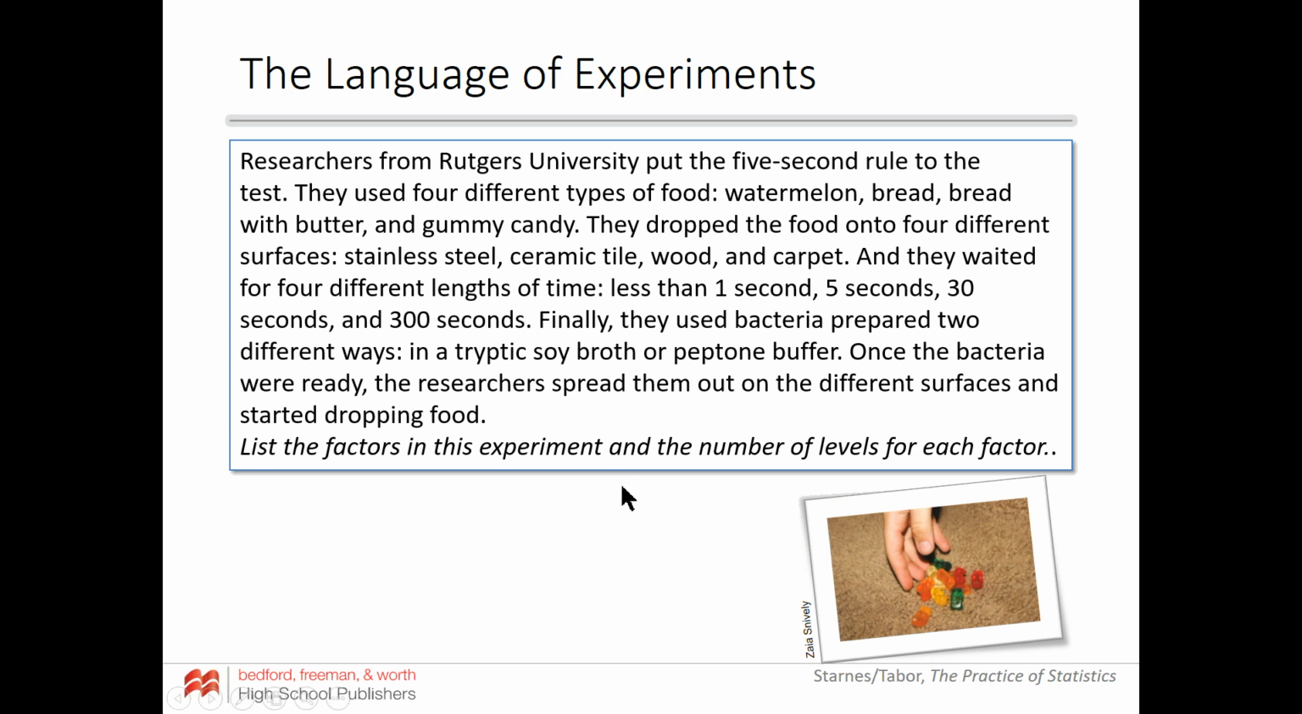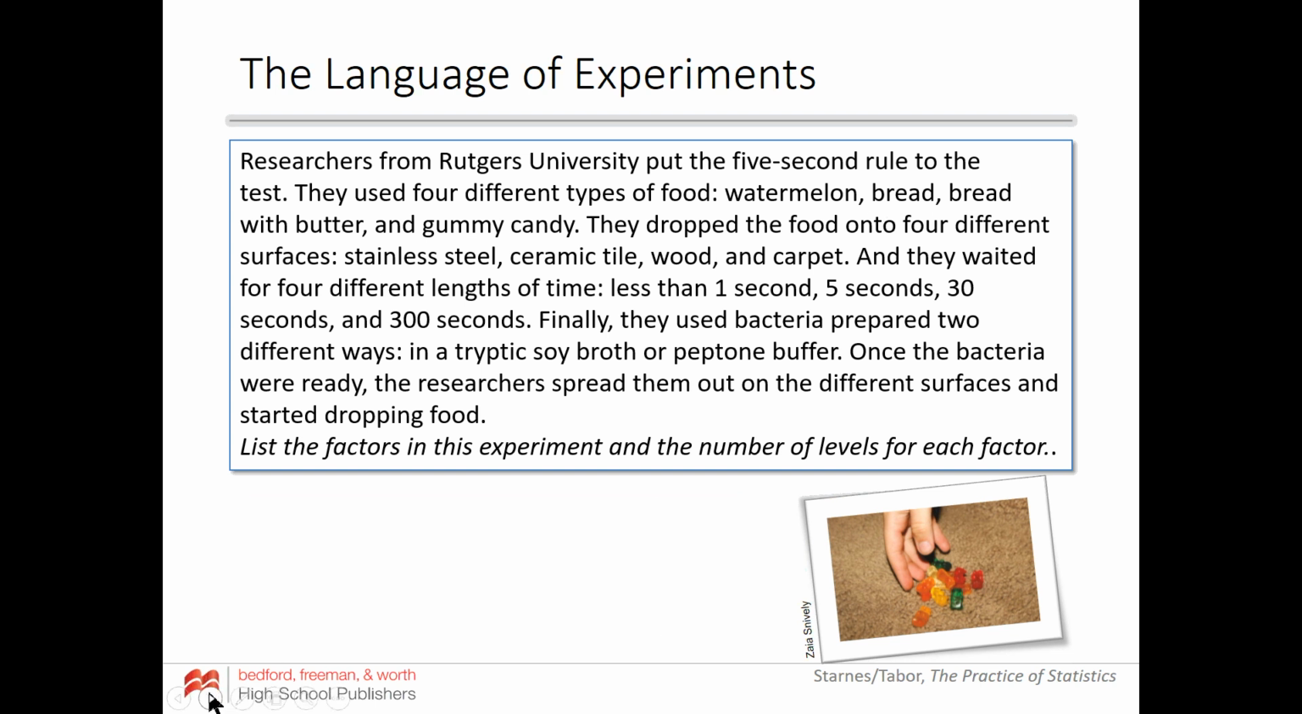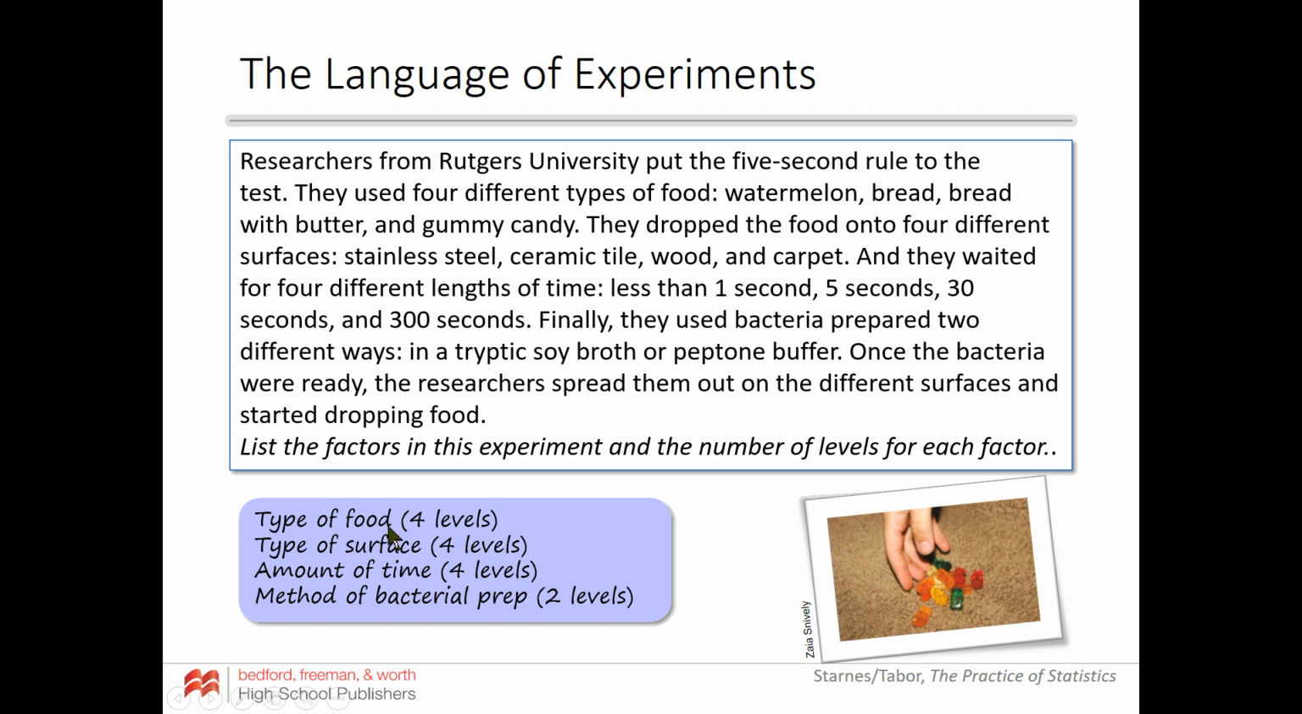So the factors in this experiment and the number of levels of each factor. Again, the factors are like the explanatory variables. That's how I think of it, okay? The factor is the variable that is manipulated and may cause a change in the response variables. The different values of the factors are called levels. So when I look at this, I have 4 different types of food. So the different types of food is a factor. And how many different types of food am I using? Watermelon, bread with butter, and gummy candy. So 4. So types of food is 1 factor, and I have 4 levels of that factor.